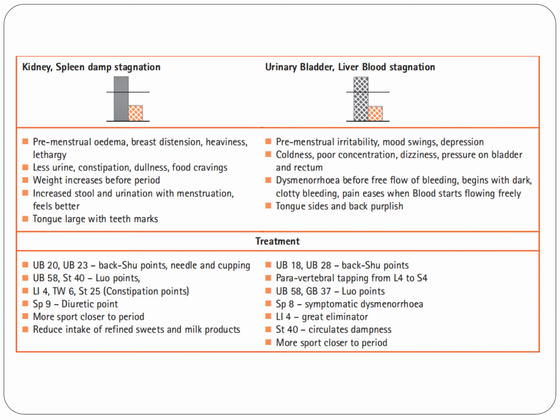Okay? Treatment you're going to use is bladder 18, bladder 28, which is the Back-shu points, paravertebral tapping from L4 to S4, bladder 58, GB37, which are the Luo points, spleen 8. Symptomatic dysmenorrhea, use LI4, the great eliminator, use stomach 40, which circulates the dampness. So advice is more sport, closer to period, okay?